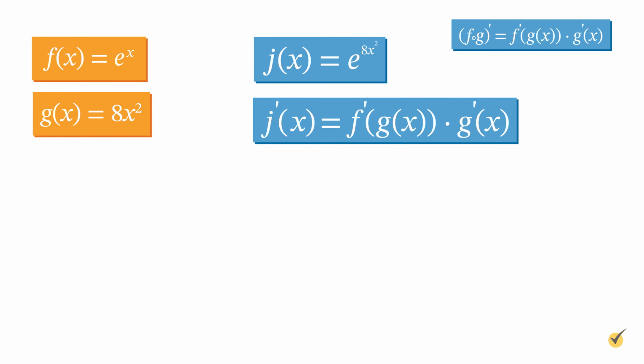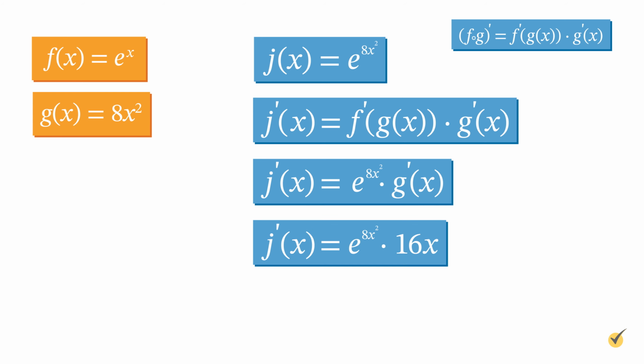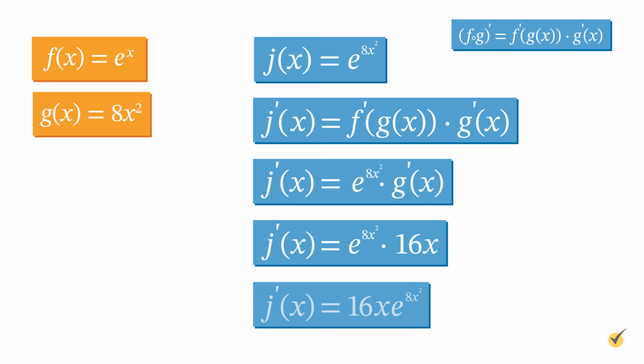untouched. Since the derivative of the outer function, e to the x, is itself, we're just going to write e to the quantity 8 times x squared again. Then, we need to multiply this by the derivative of the inner function. Since the derivative of 8 times x squared is 16x, let's go ahead and write that down. This simplifies to 16x times e to the quantity 8 times x squared.